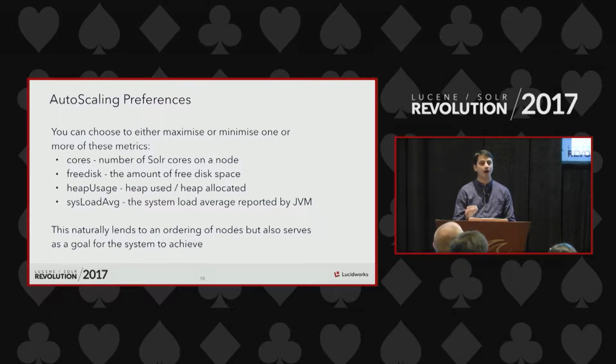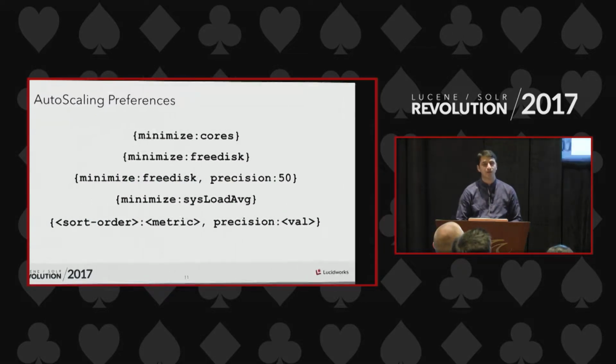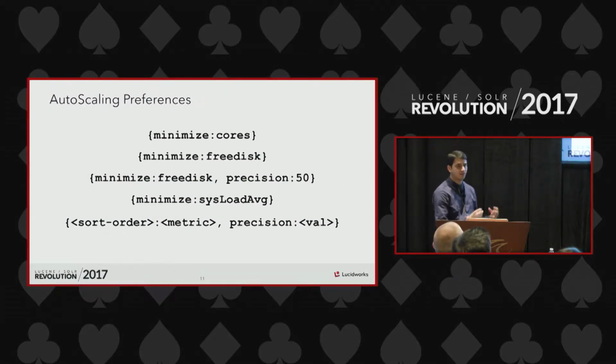And these are also not hard conditions, right? For example, Solr can say, hey, you want to maximize the free disk space? I'm not going to add any replicas. There, done, right? You don't want to do that. So this gives you an ordering of the nodes according to the load, and also serves as a goal for the system to achieve. So a preference in the JSON syntax looks something like this.